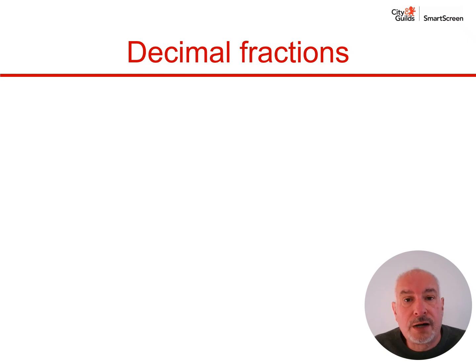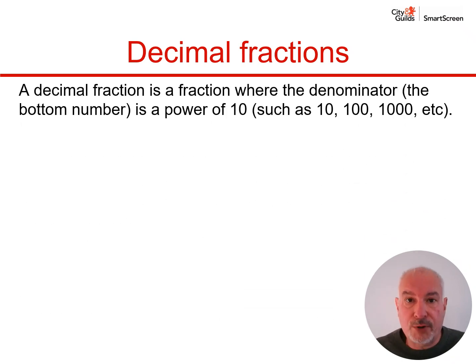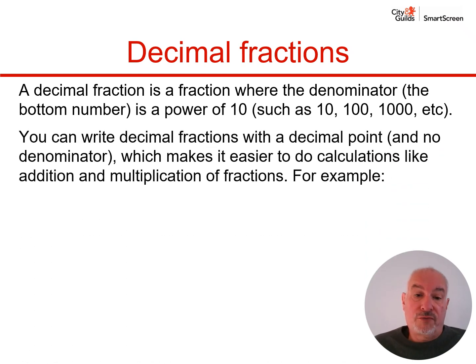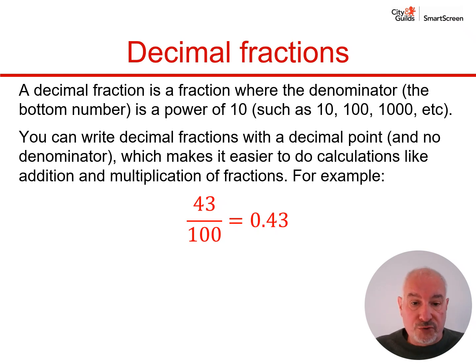Decimal fractions. A decimal fraction is simply a fraction where the denominator, that's the number at the bottom, is a power of 10, such as 10, 100, 1000, and so on. The advantage of decimal fractions is it enables us to convert a number very easily to a decimal number using a decimal point, and that makes calculations easier. Here's an example: 43 over 100. That's the decimal fraction. That can be written as 0.43, that's the decimal number, using a decimal point.